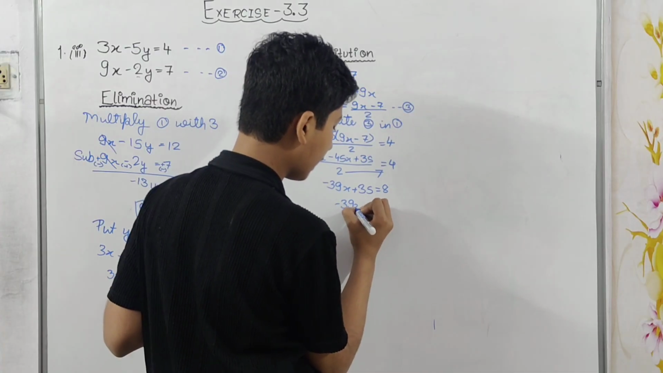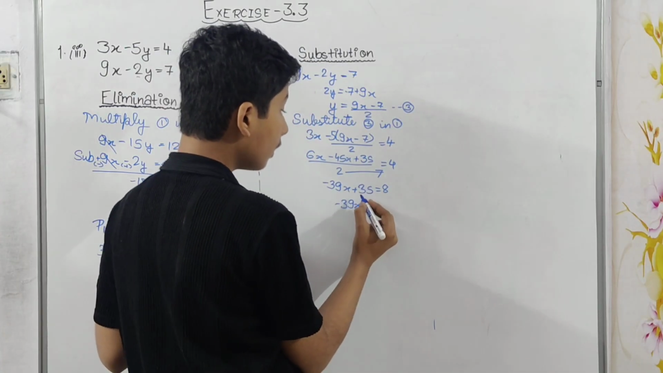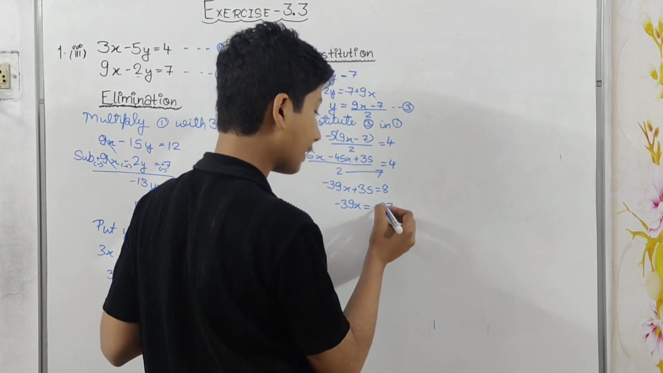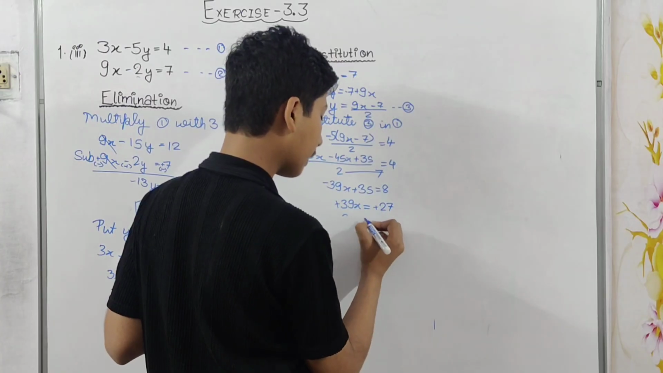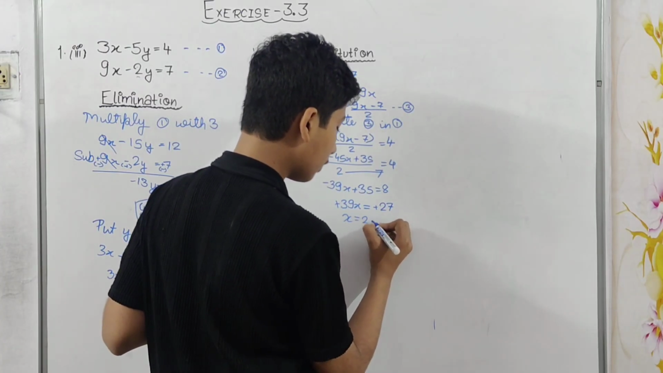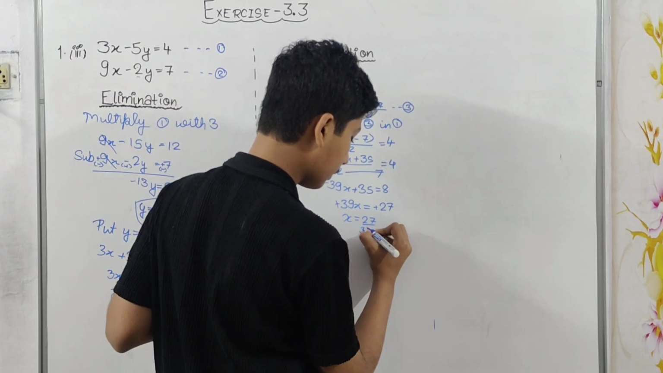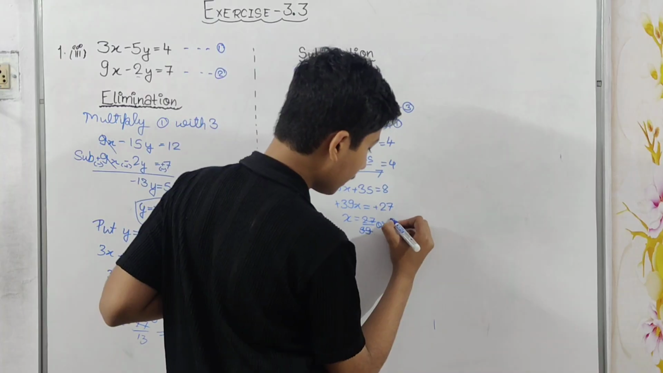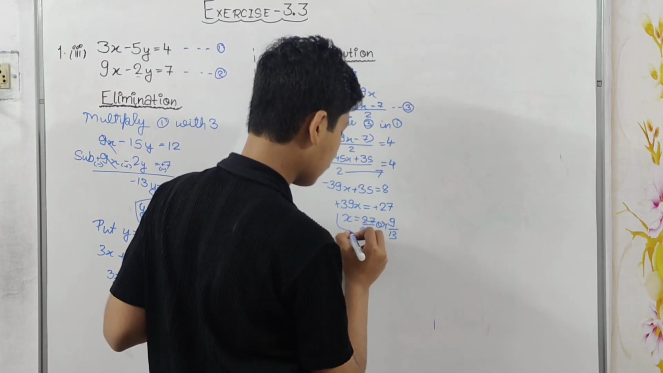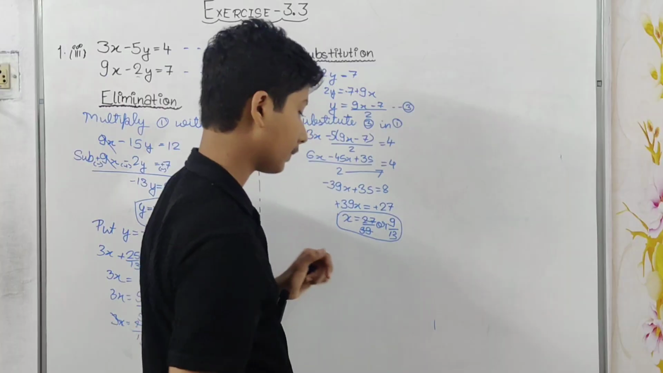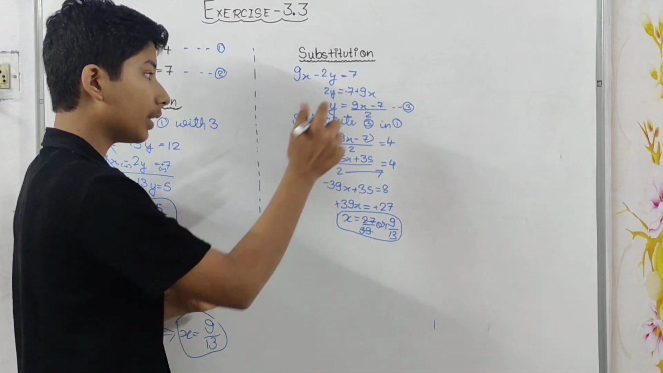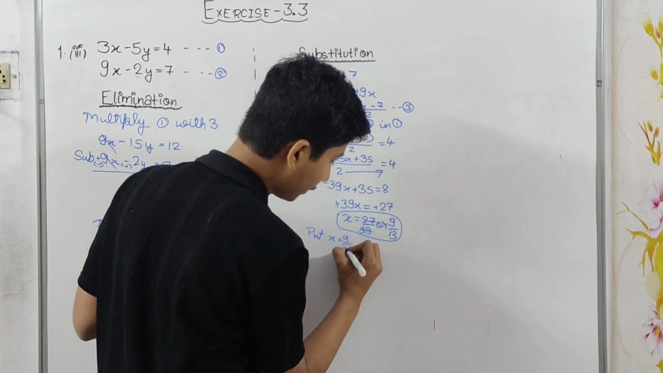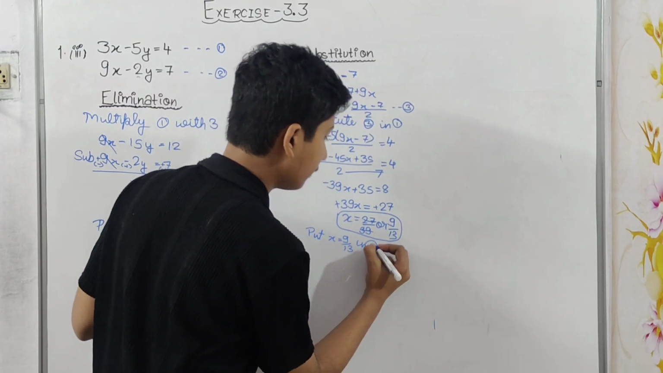So minus 39x equals 8 minus 35, which is negative 27. So this minus minus gets cancelled and x equals 27 upon 39. Or you can say, when we cancel out, it becomes 9 upon 13. x equals 9 by 13. Now we'll put this x equals 9 by 13 in 3. Put x equals 9 upon 13 in 3.